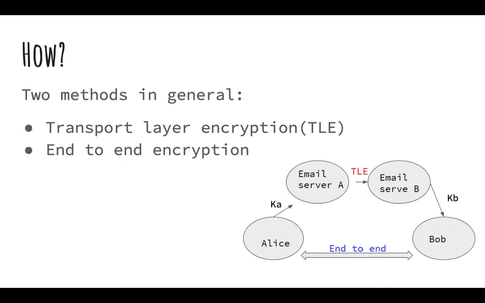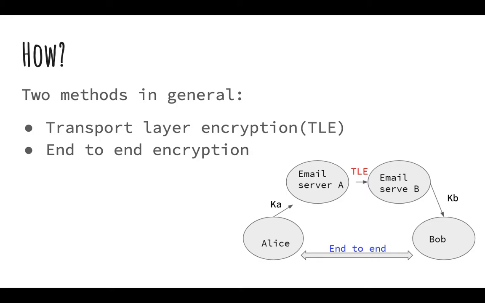Then how does that work? Basically, we have two methods in general: transport layer encryption and end-to-end encryption. For transport layer encryption, if Alice wants to send a message to Bob, at the beginning, Alice and the server have a shared key KA. Using this KA, Alice will encrypt the message and send it to the server. After decryption, the server will use another shared key KB that Bob has, encrypt the message and send it to Bob. Then Bob will see the message.